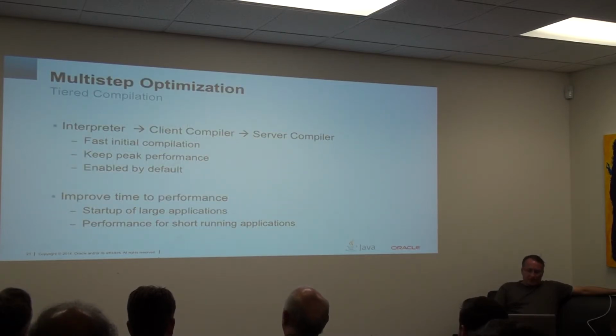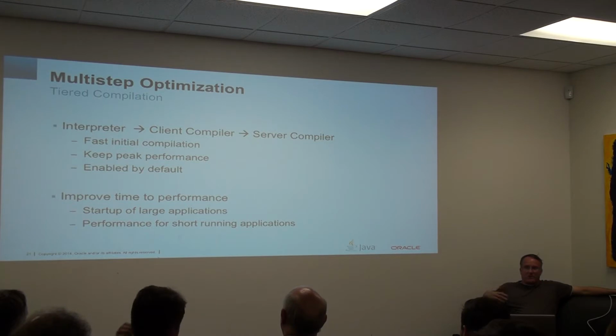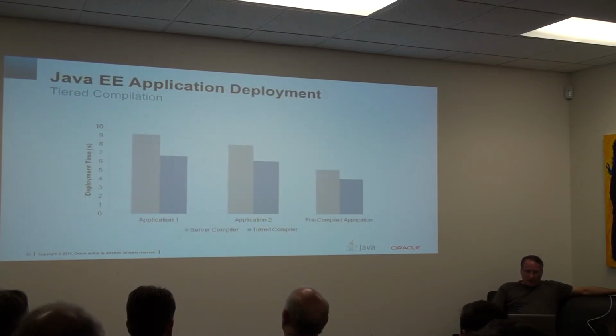Multi-step optimization. If you're familiar with the way the JDK optimized, there was the interpreter, then there was the client compiler and the server compiler, and now they basically combine them. The idea is you'll get a fast initial set of compilation, and that gets applications started faster, and then once you hit a certain number of iterations, it'll do a higher level of optimization. This is enabled by default, so it doesn't take so long to start up applications.